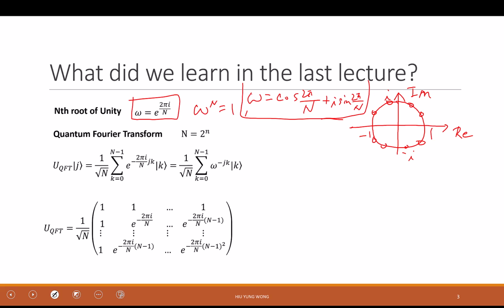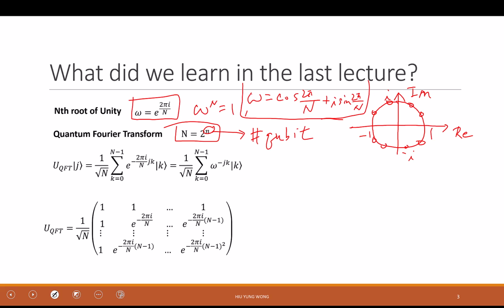Okay, so without loss of generality, we can set capital N equal to 2 to the power n. Usually in the algorithm, it's not exactly that, we just increase the number of bits so that you can make it into 2 to the power small n. Because this small n usually refers to the number of qubits we need to use, depending on the algorithm, but usually this is the case. And capital N is usually the total number, the size of the problem.